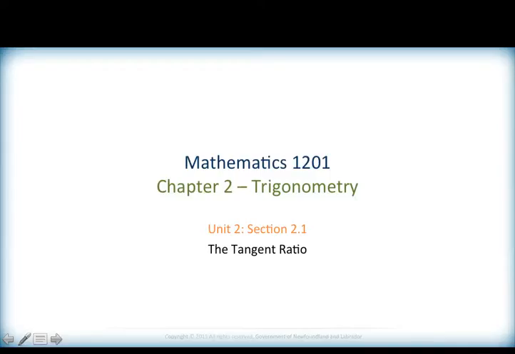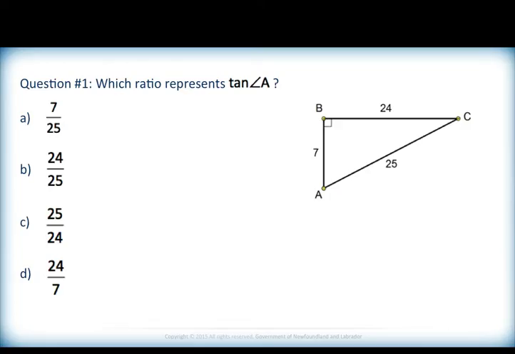In this lesson, we will cover questions from Unit 2, Section 2.1, the tangent ratio. Question 1. Which ratio represents tan angle A? So let's look at the tangent ratio. Tangent ratio is the opposite over adjacent sides.